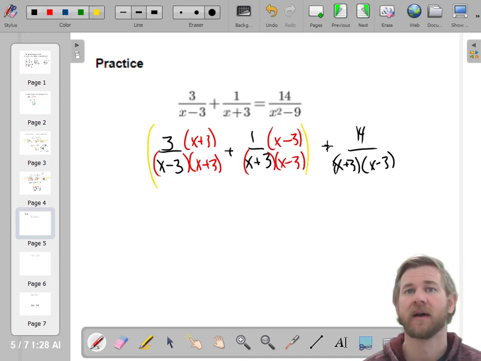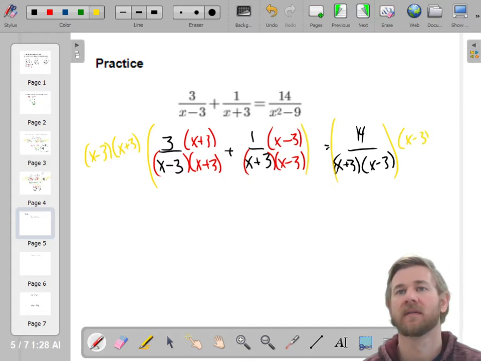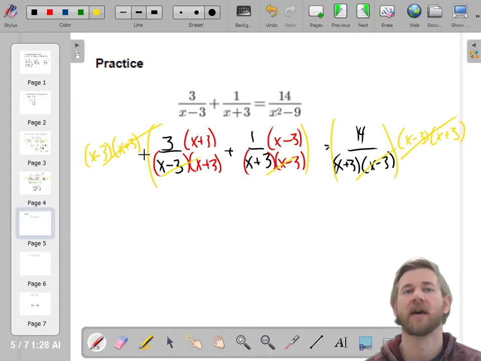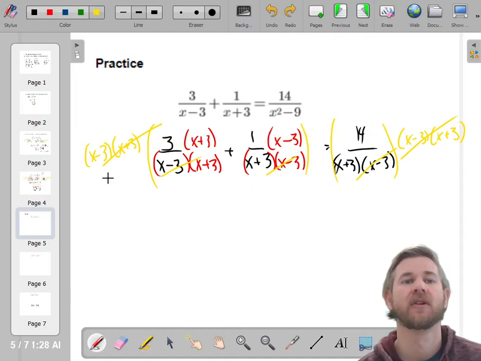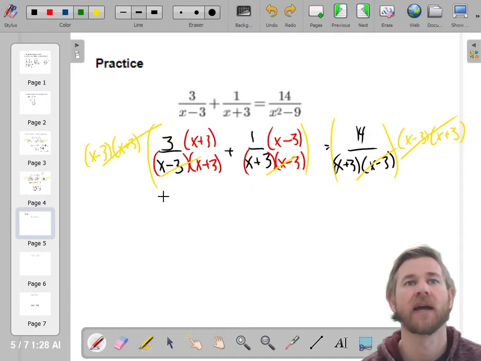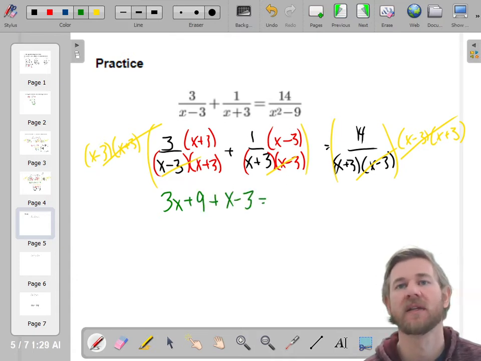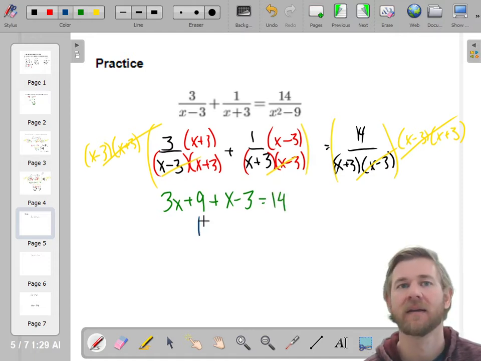Now, every denominator is x plus 3, x minus 3. So like I've been doing, I like to write it out. I'm multiplying both sides by x minus 3, x plus 3. So these cancel, cancel, cancel, cancel, cancel. All that goes away. Now, we're just looking at the numerator. So for the numerator, I'm going to distribute 3x plus 3 times 3 is 9 plus 1, distribute 1, you just get x minus 3 equals 14. It's linear. It's about as easy as they get.